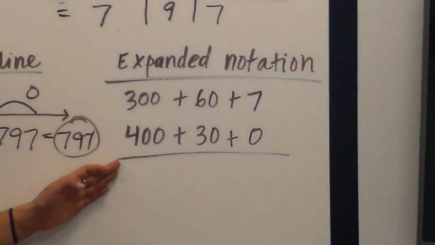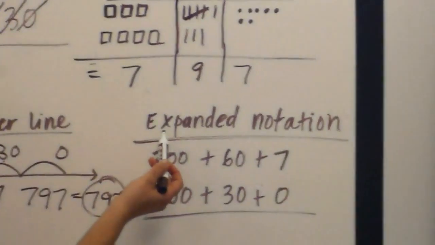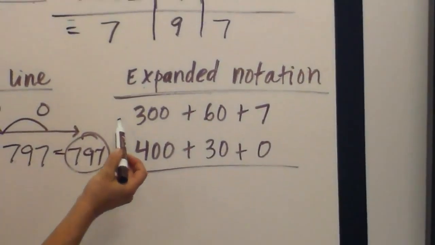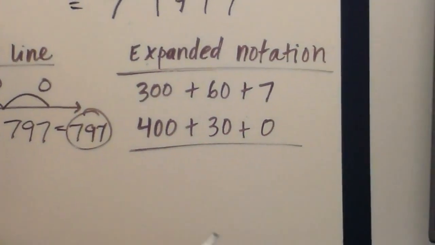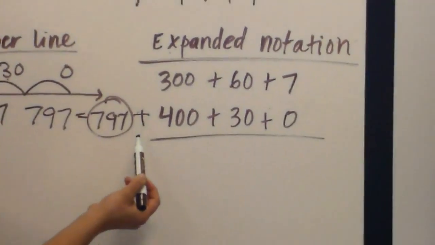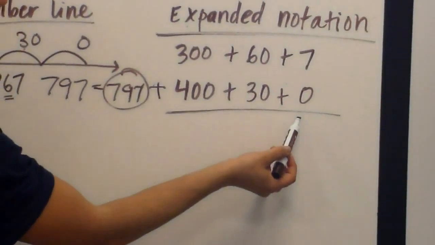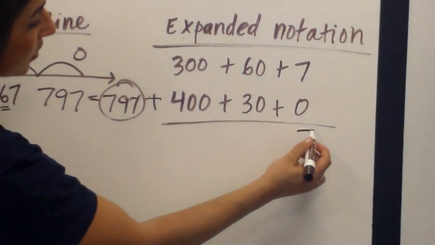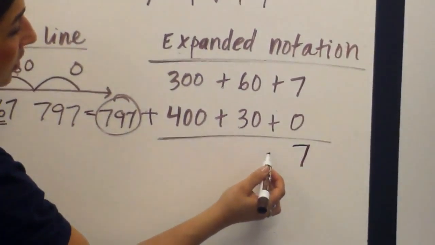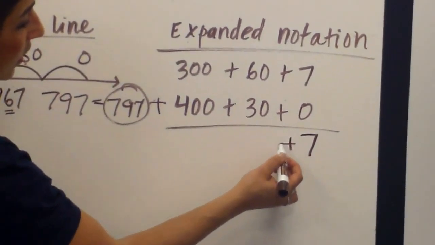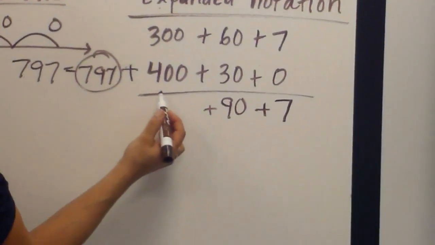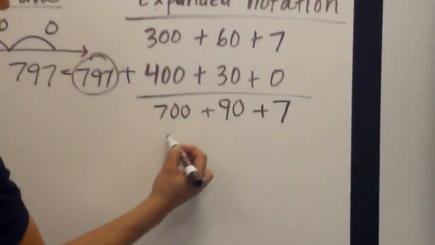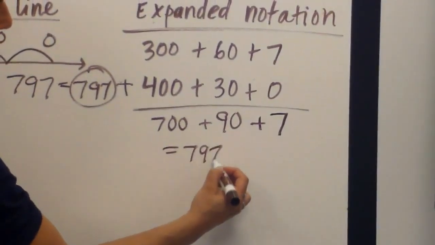Lastly, I can also do that same problem using expanded notation. I'm going to start by breaking up each number into its hundreds, tens, and ones. Now that I have both numbers ready to add, I start in the ones column, 7 plus 0 is 7. Then I move to the tens column, 60 and 30 is 90. And finally I move to the hundreds column, 300 and 400 is 700. And I get my final answer of 797.